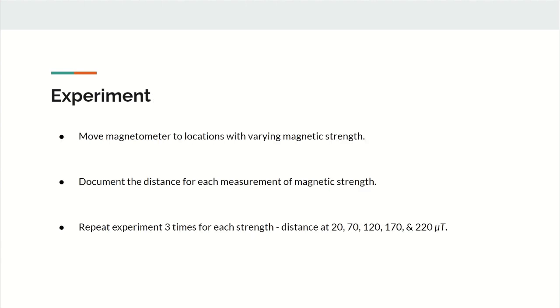Moving on to the actual experimental portion of this lab, I'm going to move my phone to different locations along the meter stick, as well as slightly off of the first meter stick, and we're going to assess the magnetic strength at each of those locations. We're going to document the distance that we took for each of those measurements of magnetic strength. So we're going to first look at where magnetic strength is equal to a certain quantity, and then jot down the distance that strength was observed at. We're going to do it 3 times for each strength, at 20, 70, 120, 170, and then 220 microtesla.